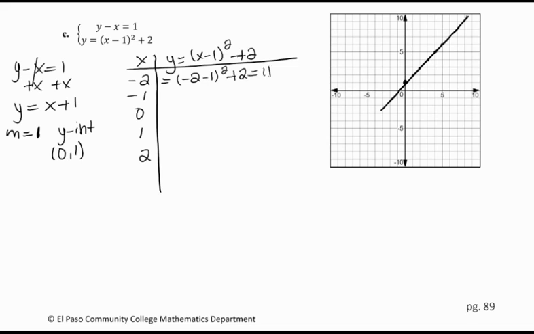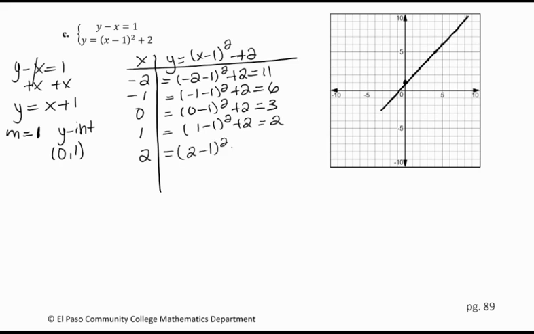That's going to be 11. Then we have -1 minus 1 squared plus 2. That's going to be 6. 0 minus 1 squared plus 2. That's going to be 3. And then we have 1 minus 1 squared plus 2. That's going to be 2. And then we have 2 minus 1 squared plus 2 equals 3. And let's do one more. Let's do a 3. So 3 minus 1 squared plus 2, that's going to give me 6.